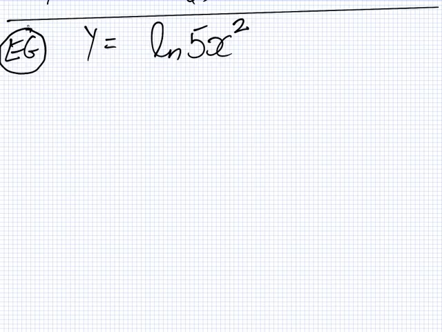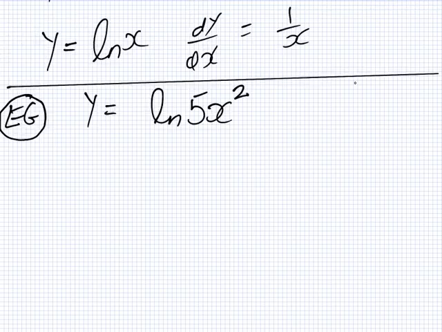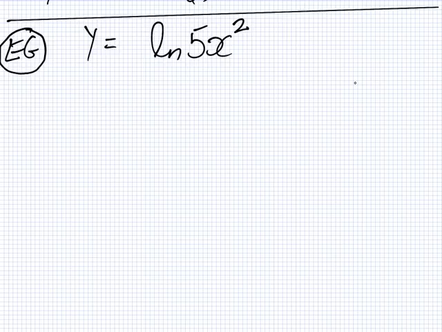Okay, what answer did we get? 2 over x here. Now, this will catch some people out because some people will go automatically to using this rule. But this is the rule for log x. This is not the rule for log 5x squared. So what you need to do is simplify this a little bit before you start.